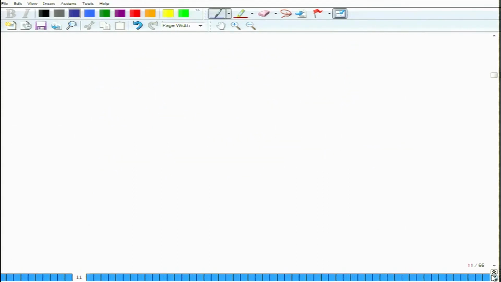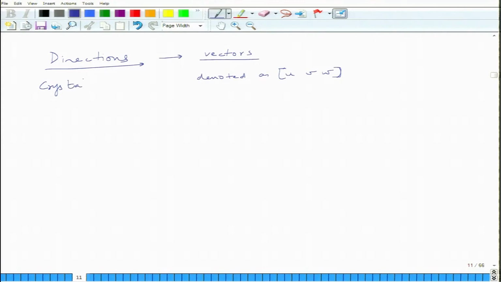Now, let us go to what we call directions. Directions are nothing but vectors, and they are denoted, as I said earlier, as U, V, W. A lot of people also call them crystallographic directions.